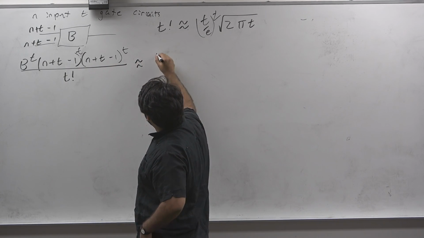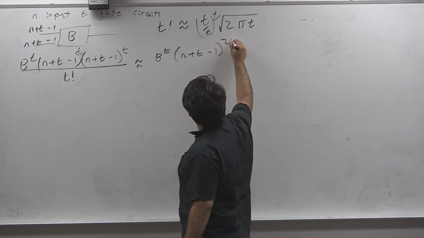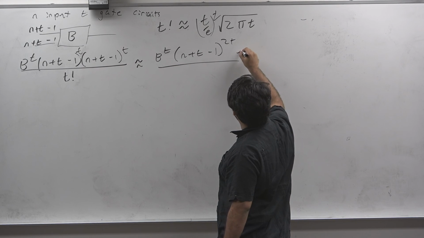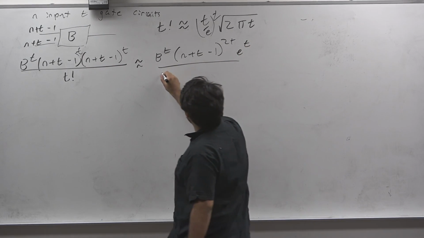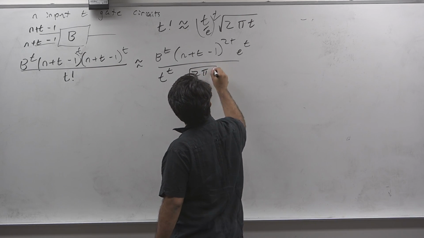This is approximately B to the T, N plus T minus 1 to the 2T, over, and let's reciprocal it, so this is going to be T over E to the T, times square root of 2 pi t, okay?